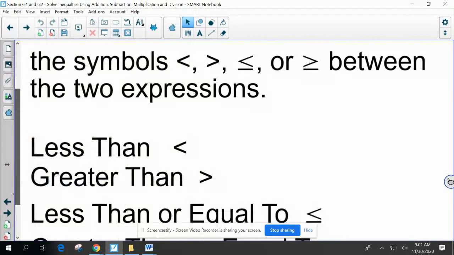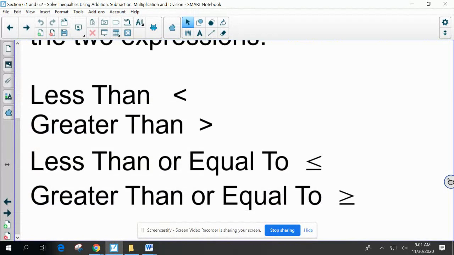Less than looks like it opens up to the right. Greater than opens up to the left. And these can also be switched around, depends how you read it. Less than or equal to has the line underneath of it. And greater than or equal to has the line underneath of it.